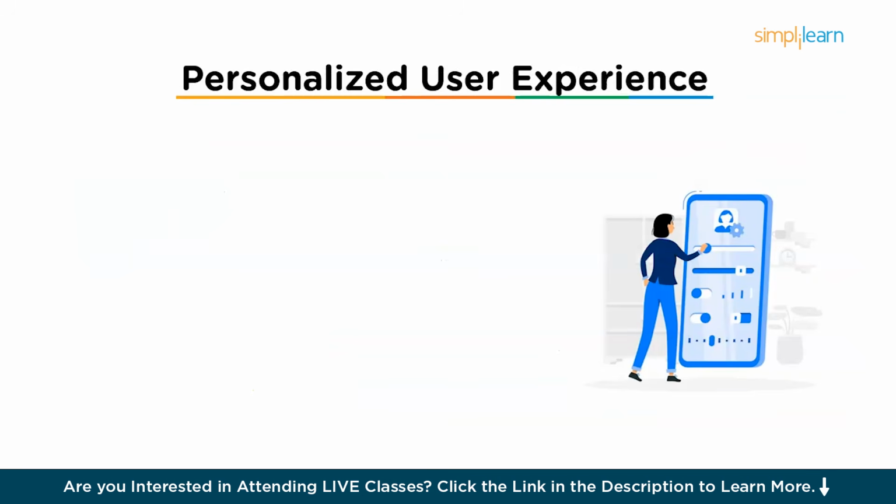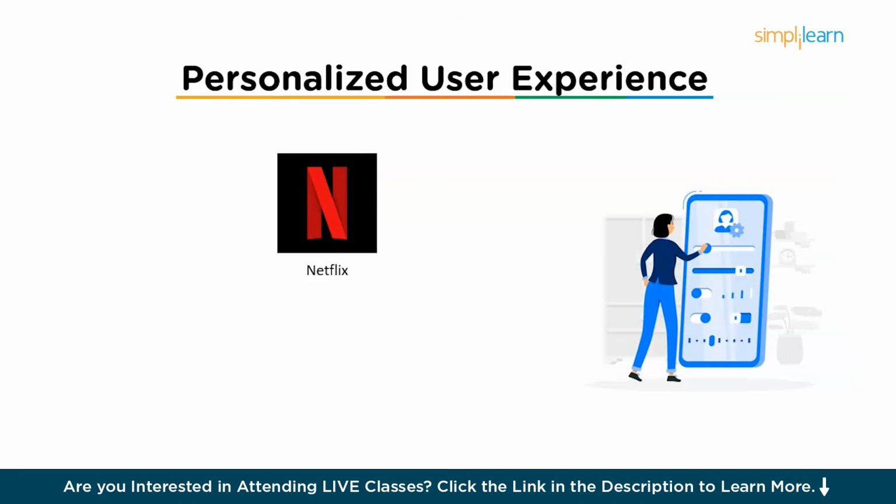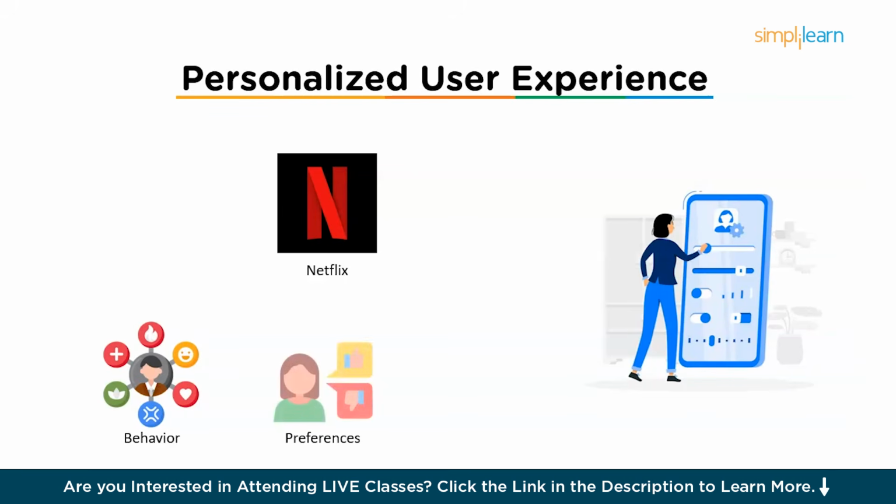Number one we have is personalized user experience. Have you ever noticed how Netflix suggests movies or Amazon recommends products? That's AI analyzing your user behavior, preferences, and past interactions to offer personalized recommendations. It ensures that every user gets a unique and tailored experience.